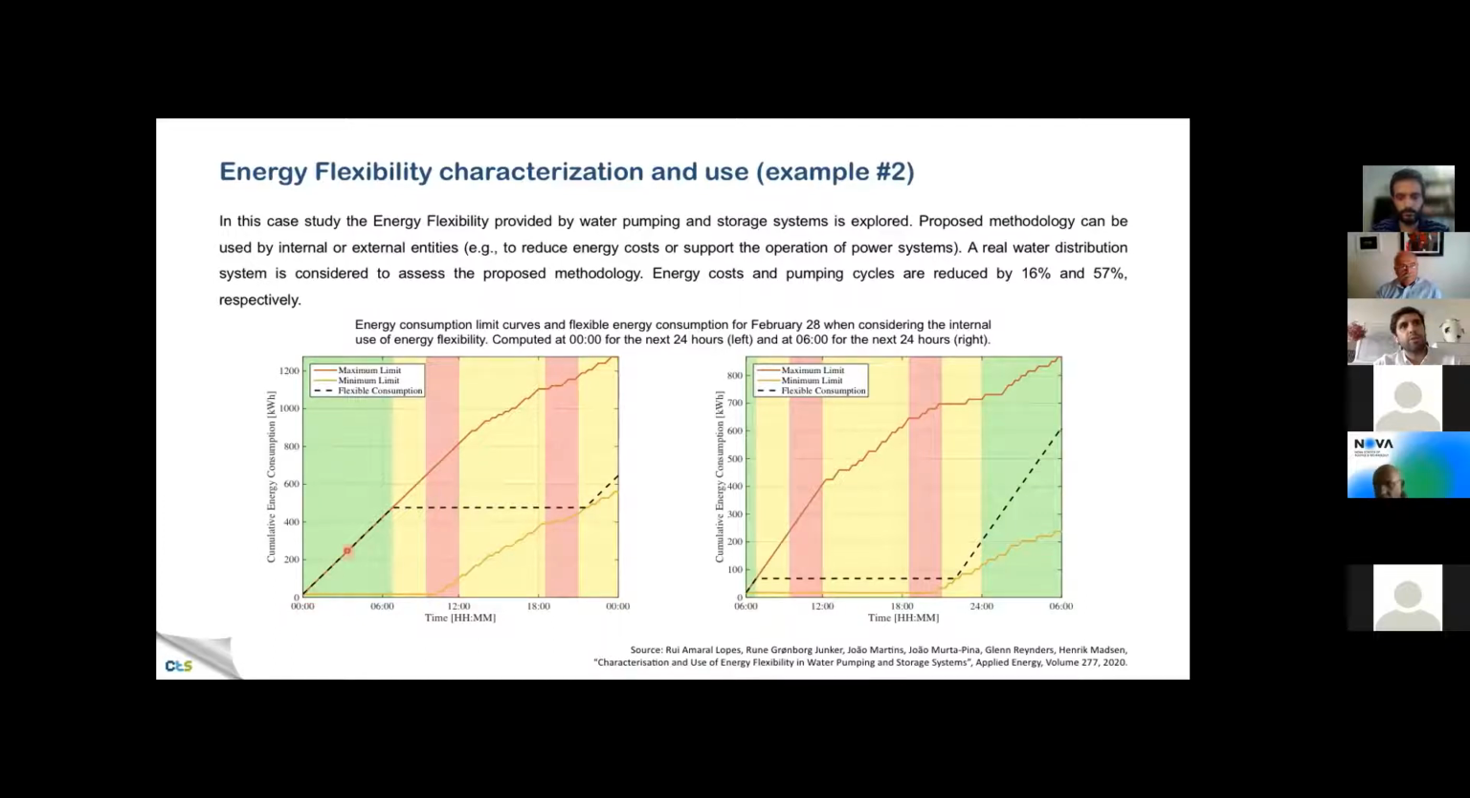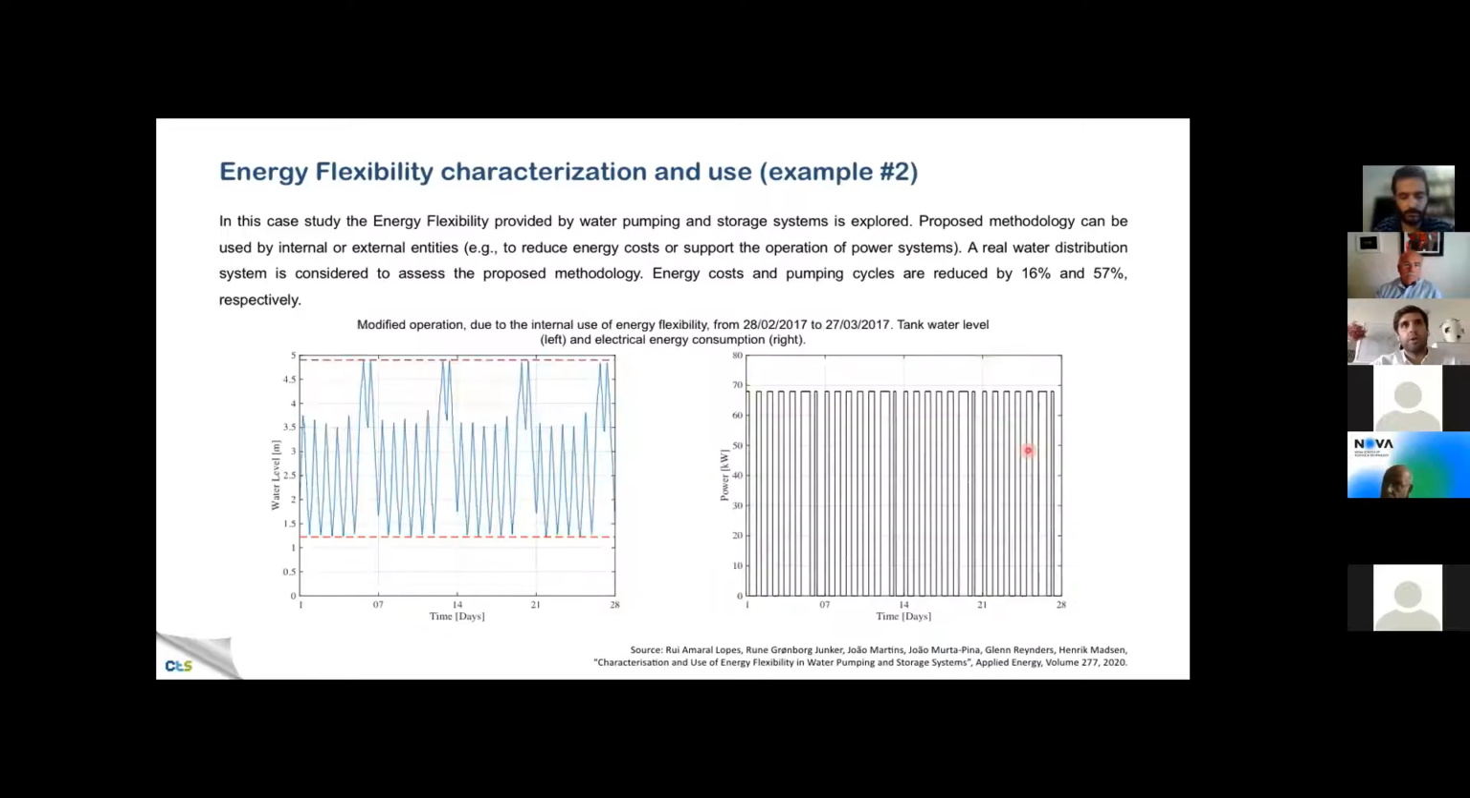As you can see, the flexible consumption is equal to the maximum limit during off-peak, which is the green period, and then goes until the minimum limit again since it is minimizing energy consumption during peak periods. Okay, and here we have the same curve for 6 hours later. They change, and also the flexible consumption changes.